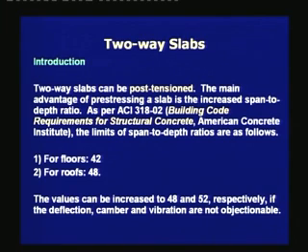As per ACI 318-02, which is the building code requirements for structural concrete published by the American Concrete Institute, the limits of span to depth ratios are as follows. For floors, it is 42, and for roofs, it is 48. The values can be increased to 48 and 52 respectively if the deflection, camber and vibration are not objectionable.